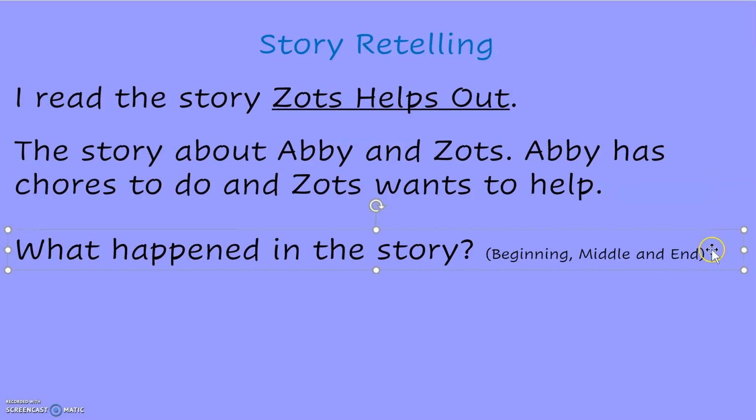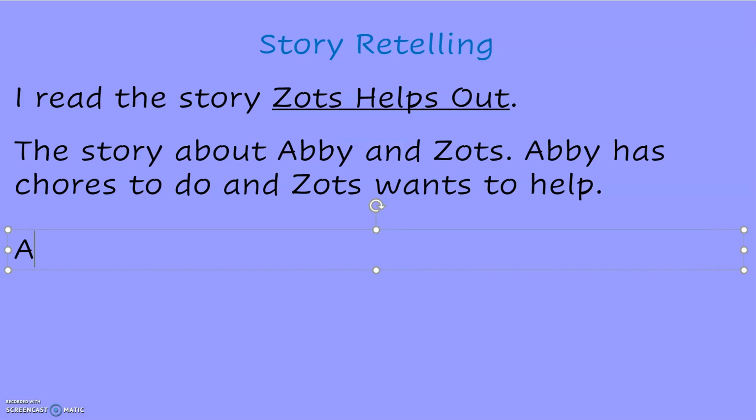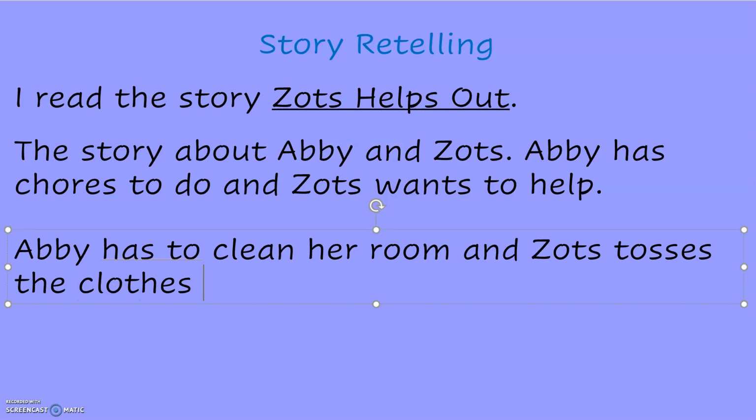What happened in the story? Do you remember what happened in the beginning? Abby has to clean her room, right? And what does Zots do? Zots tosses the clothes where? In the hall. Oh my goodness, such a mess. Do you remember something else that happened? Oh, you like the bathtub? Me too. Abby has to wash the dog.